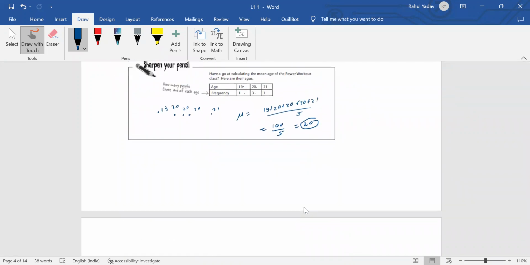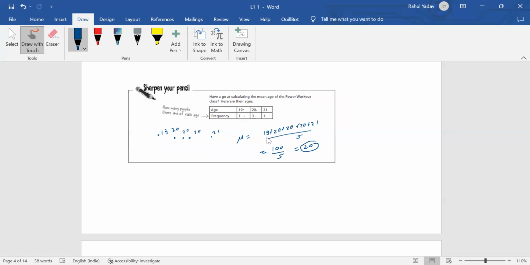In this format, we have seen that 19 is repeated one time, 20 is repeated three times, and 21 is repeated one time. In a different format, we can define it like this. If our x data is here, and we have the frequency here, I have x1, f1, x2, f2, and so on up to xn, fn, the frequency for each x value. Then we define another column, fx, the multiplication of frequency and its data point: x1 f1, x2 f2, and so on up to xn fn.